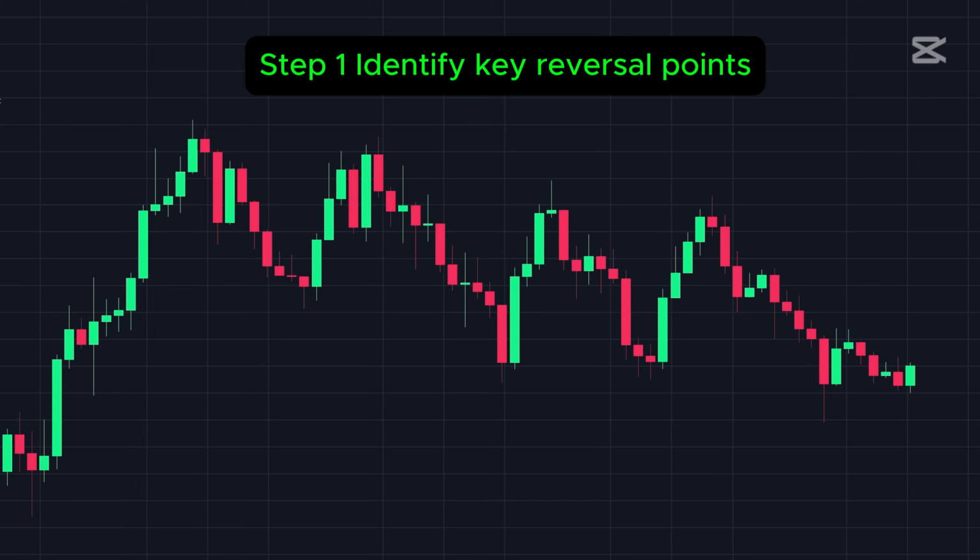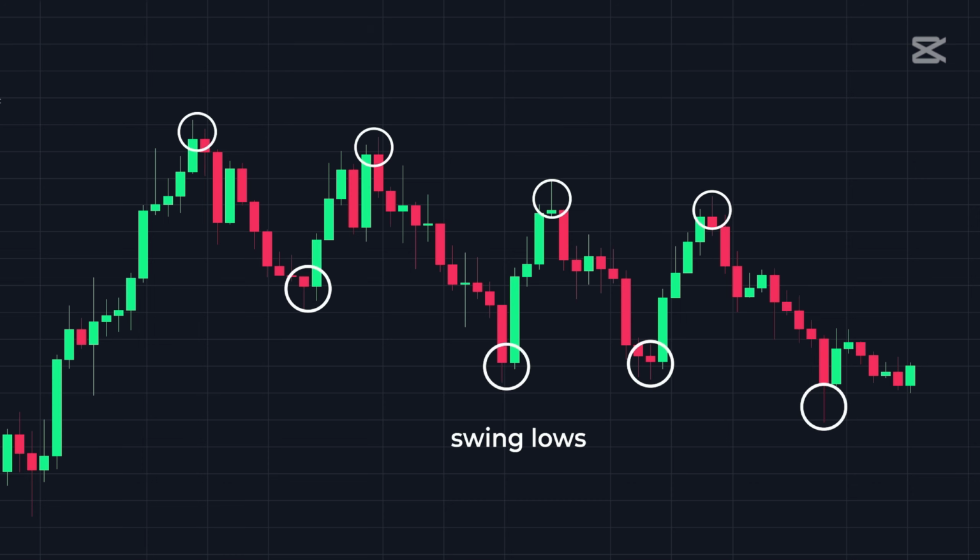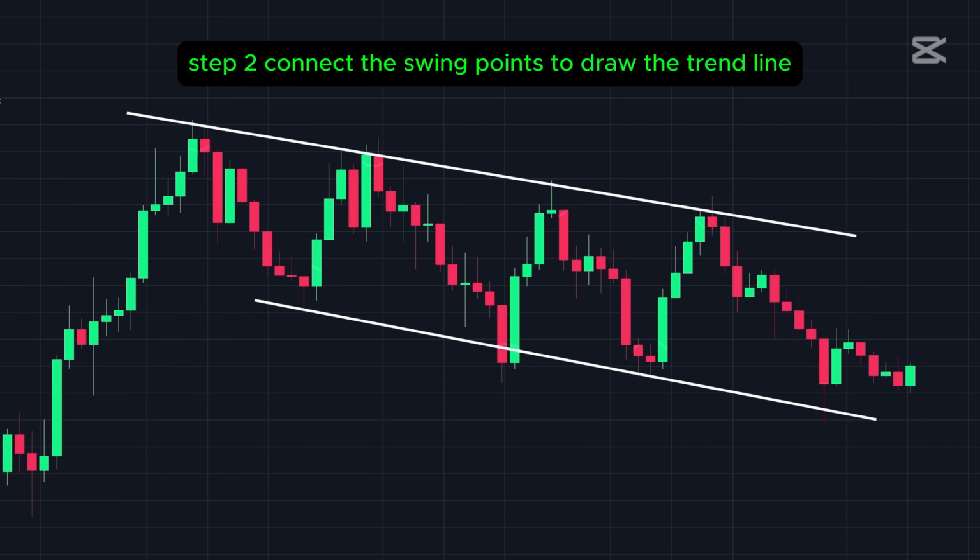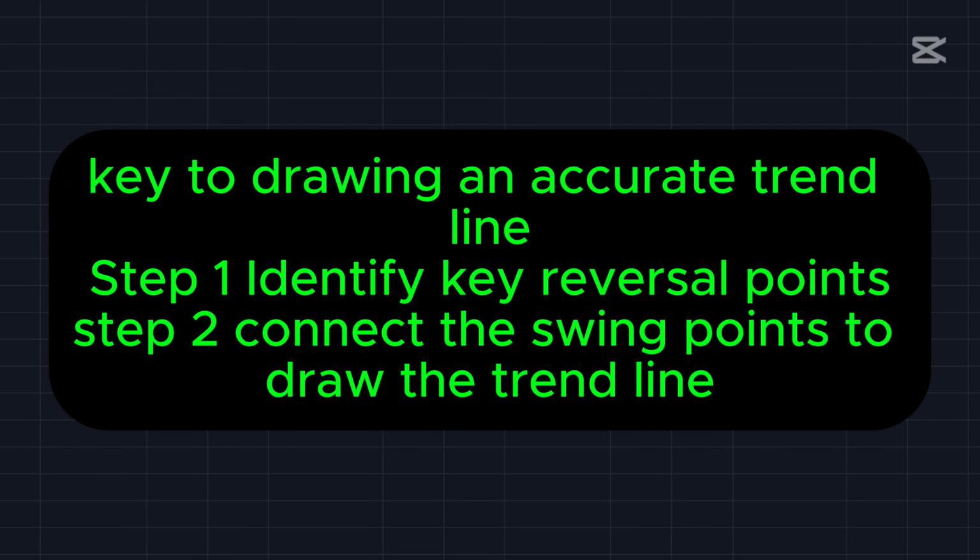Step 1. Identify the key swing points. Here we have multiple clear swing highs and swing lows. Step 2. Connect the swing points to draw the trend line. In summary, the key to drawing an accurate trend line is identifying significant swing points and connecting them in a way that results in the most touches.